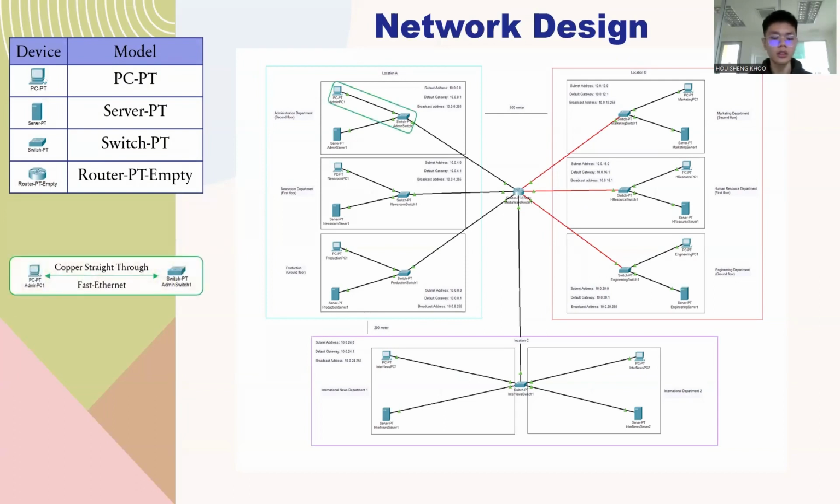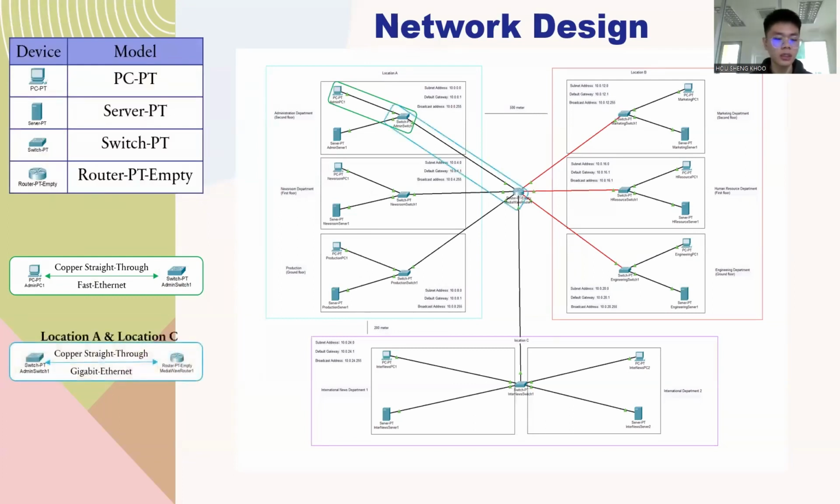For the connection, we are using copper straight-through cable to connect the PC-PT and Switch-PT with the fast Ethernet interface. For locations A and C, we are using copper straight-through cable to connect the switch and router with gigabit Ethernet. For location B, since the distance between the router and location B is too large, we are using fiber to connect the switch and the router with the fast Ethernet interface.